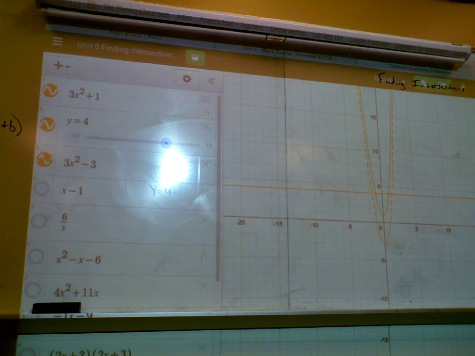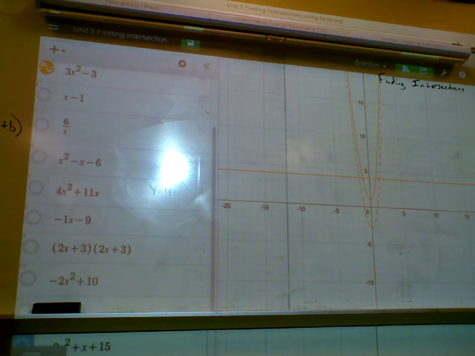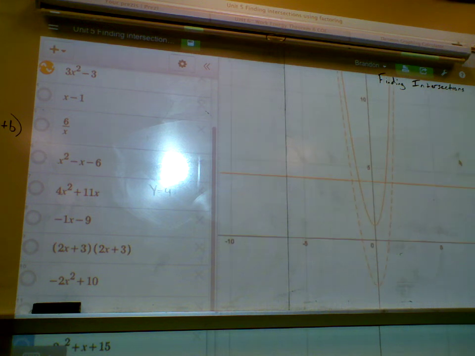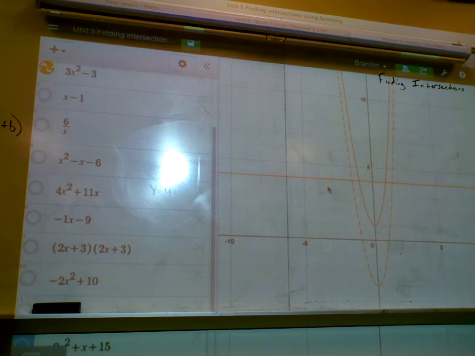The next part says finding intersections. Right? So go down the page a little bit. Finding intersections, y equals x minus 1, y equals 6 over x. I want to find where those 2 graphs cross. Now you're probably thinking, how is this like parabolas?